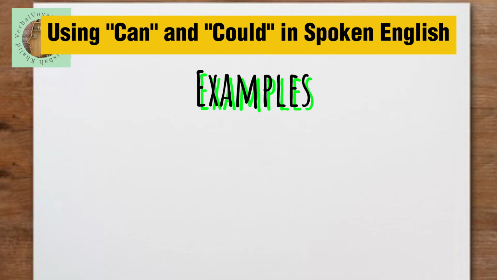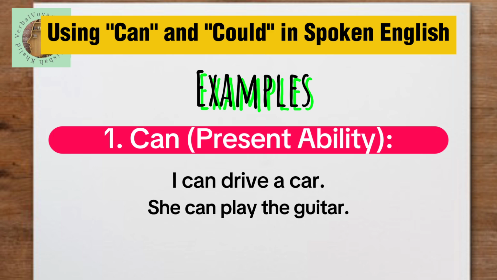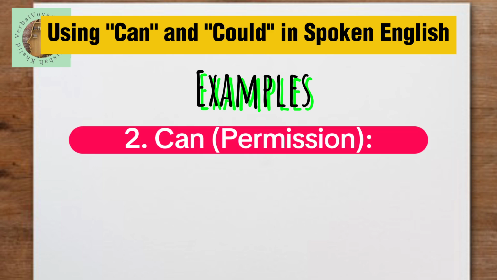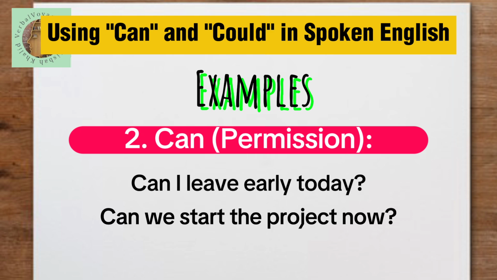Now let's see some examples. Can is used as the present ability. I can drive a car. She can play the guitar. Can is used as a permission. Can I leave early today? Can we start the project now?